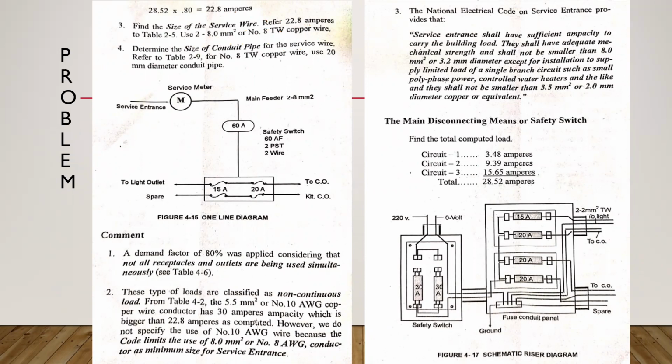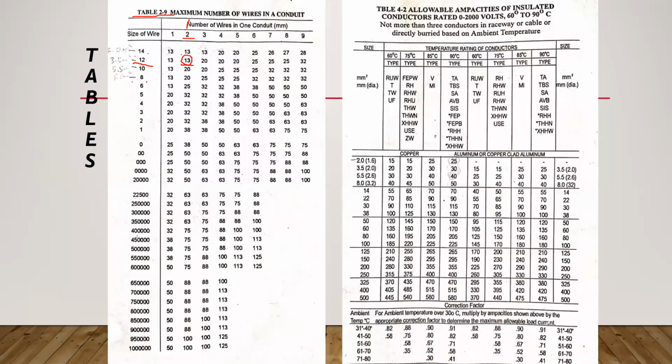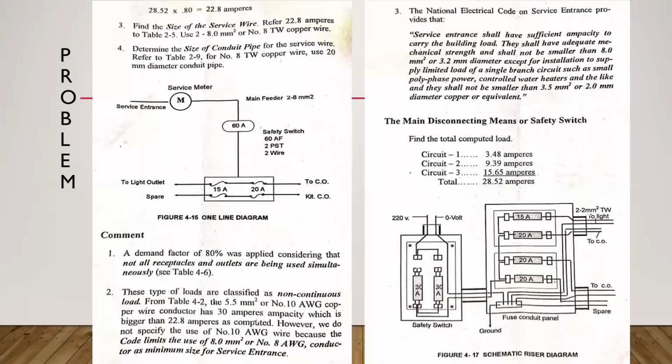And then yung size ng conduit pipe for this service wire from the table 2-9. So let's see, number 8 na wire. So number 8 na wire, and then two wires per conduit, doon siya mag-fall sa 20 mm diameter conduit pipe. Okay, so yun nga, we will use 20 mm diameter conduit pipe. So itong figure na to is a one-line diagram. So before we proceed here, we will read the NEC comments.